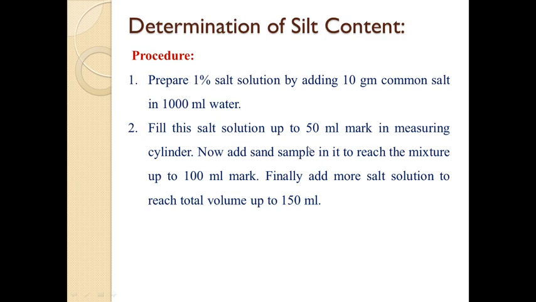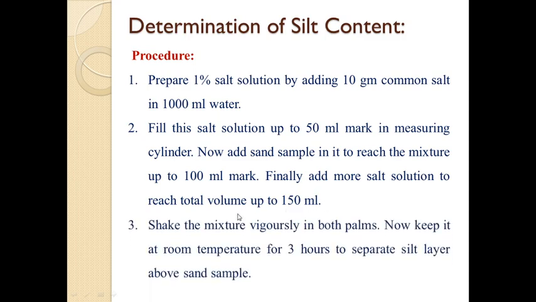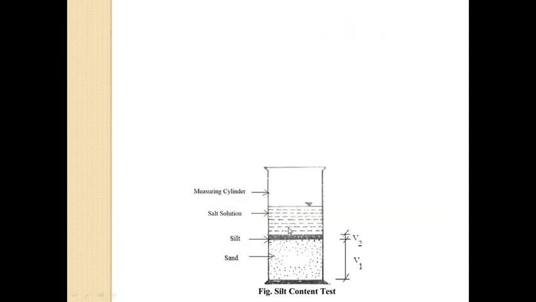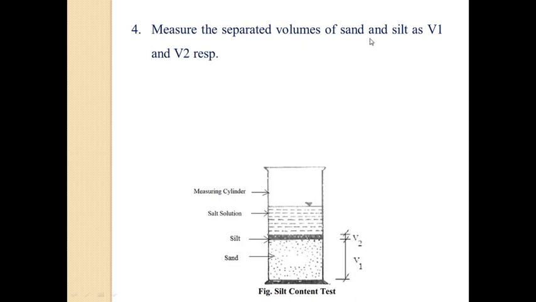So firstly we are adding the 50 ml salt solution, then we are adding the sand. Due to the sand, the mixture reaches the 100 ml mark, and then again we are adding another 50 ml of salt solution, so the total volume is up to 150 ml. Next, shake this mixture vigorously in both palms. Now keep it at room temperature for 3 hours to separate the silt layer. Next, measure the separated volumes of sand and silt as V1 and V2.